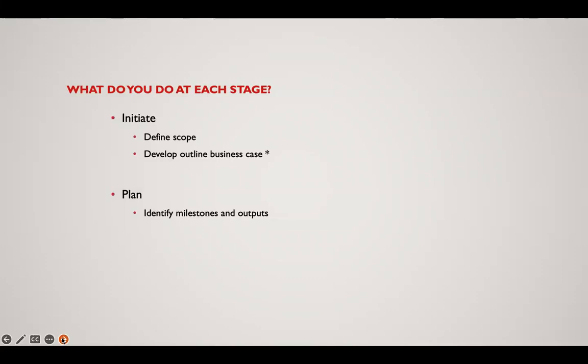Because it says plan, it doesn't mean that this is where you will start getting involved. You will get involved at the initiation stage or kickoff stage. So then you move to planning. You start identifying the milestones. What are the outputs at the end of the day? Then you identify if you have enough budget to be able to execute the project.